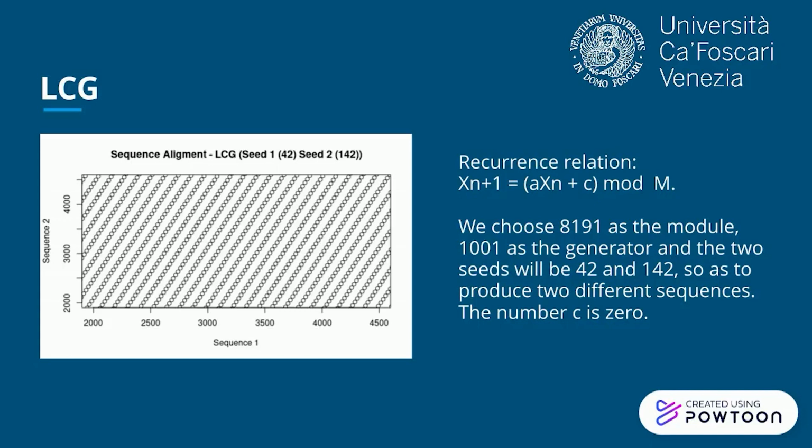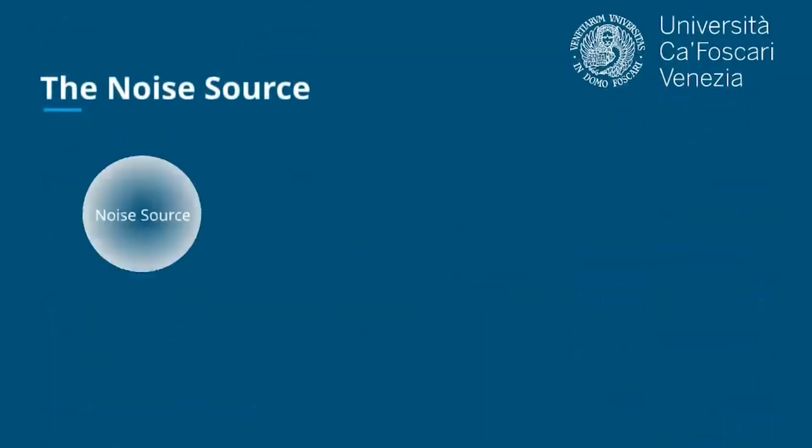As we may expect from sequences produced by LCGs, the dot plot shows the specific linear structure of the two sequences, and this clearly highlights that true randomness is completely lost. The sparser the graph, the more random the sequence.